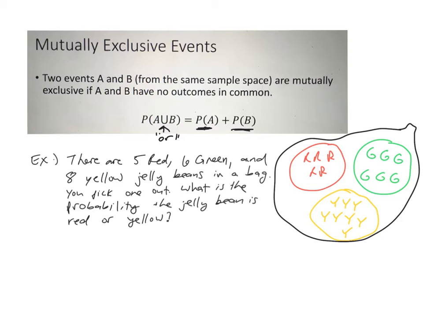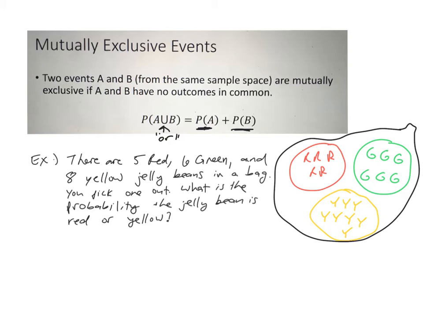Here's an easy example to think about. We have a bag of jelly beans. 5 are red, 6 are green, and 8 are yellow. You're going to pick one, and we're assuming that we mix these together, so the outcomes of pulling any of these jelly beans is equally likely. So what is the probability that the jelly bean is red or yellow?